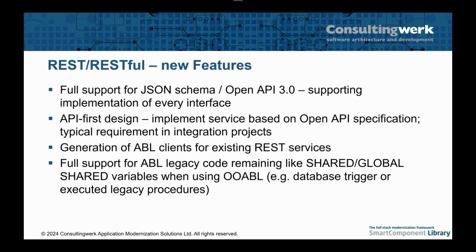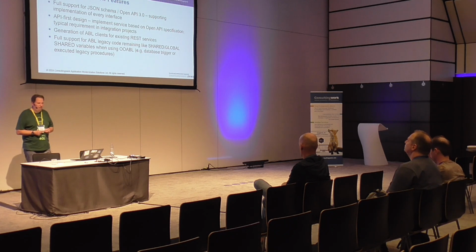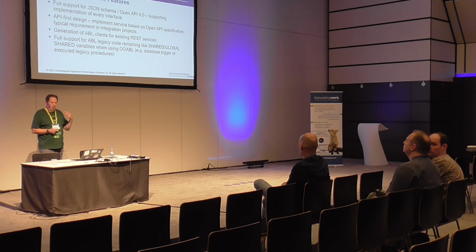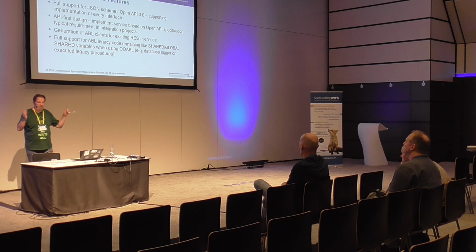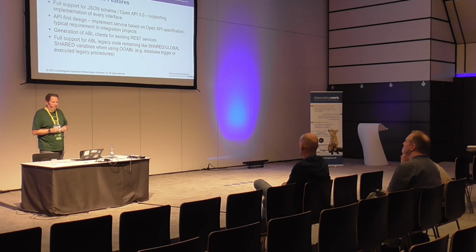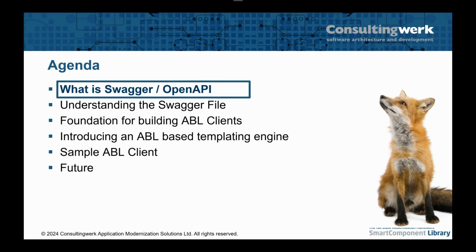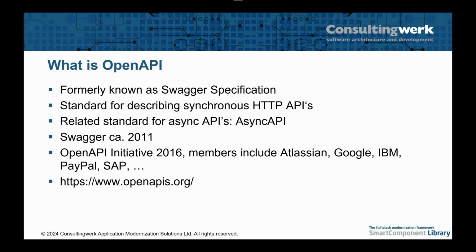What I'm going to show in this talk is also the API-first approach. So that's when we have a Swagger file, generate a client, an ABL code that knows how to access that service with the correct input-output data, or generate a service that provides the same API required there. But let's look into what is Swagger or OpenAPI.